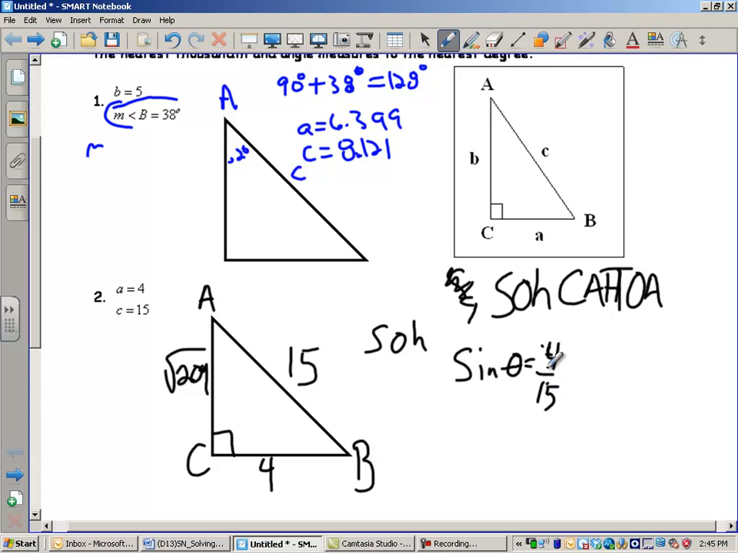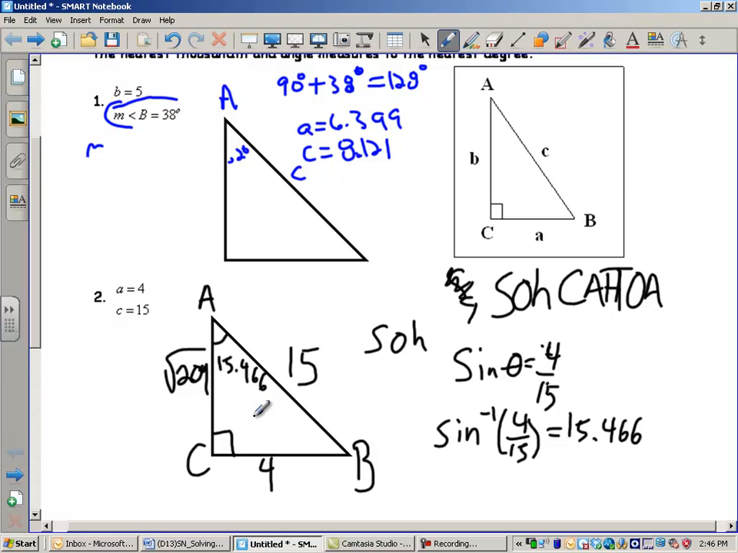And in the last lesson we learned that this is an arc sine problem. So we're going to type in sine to the negative 1 of 4 over 15. And my calculator gives me 15.466. So that means the degree measure of angle A is 15.466.